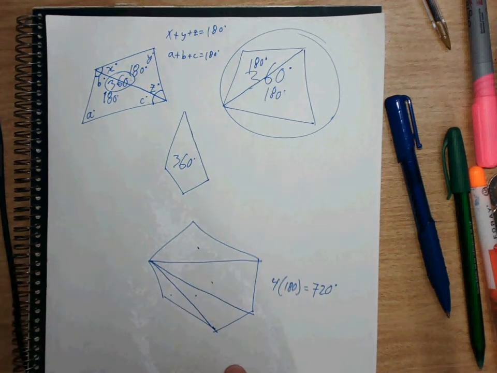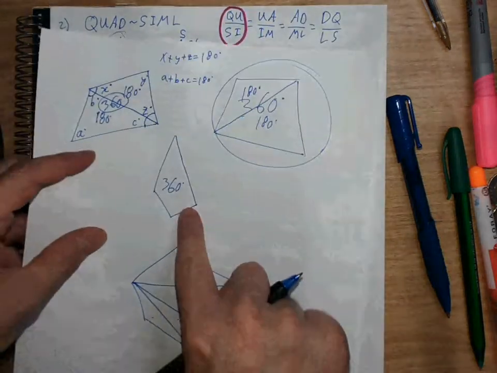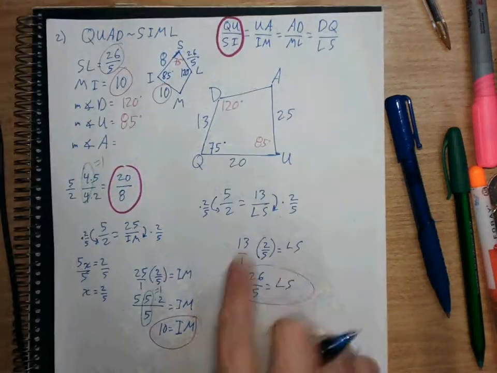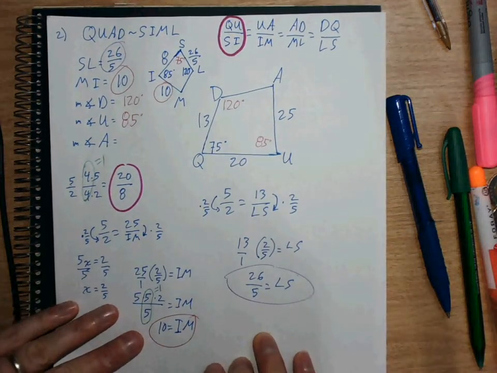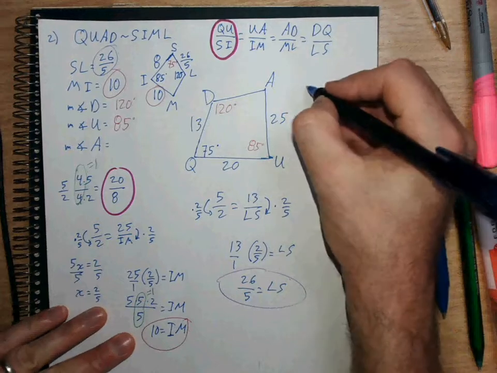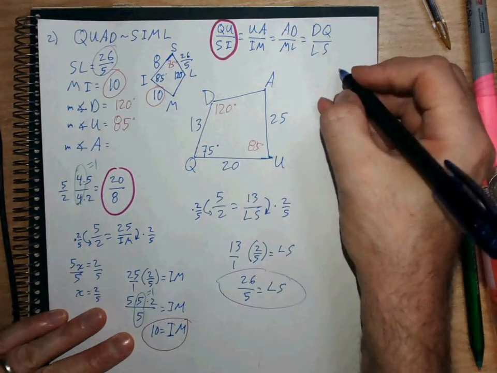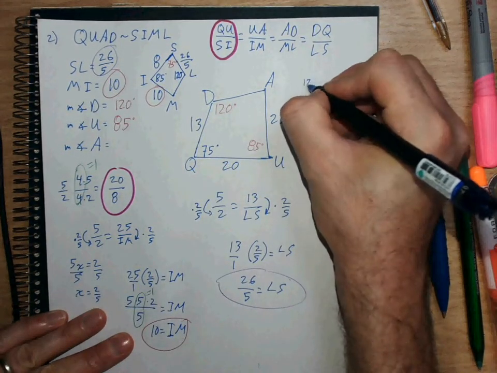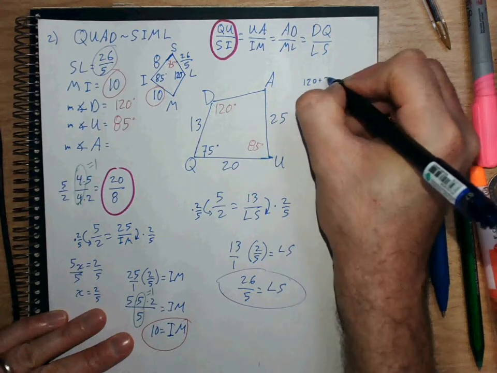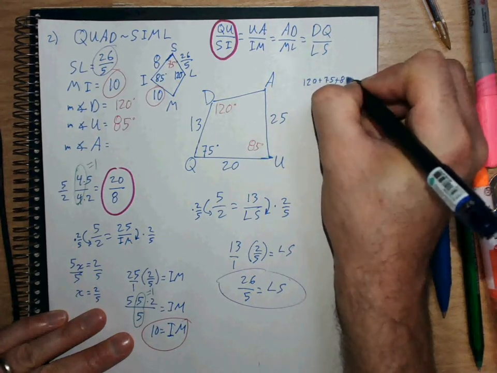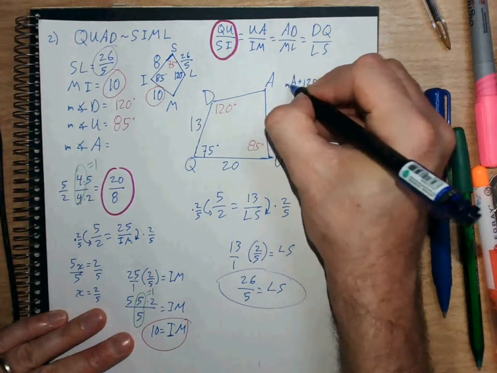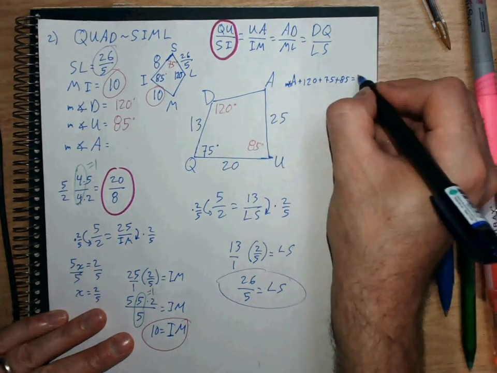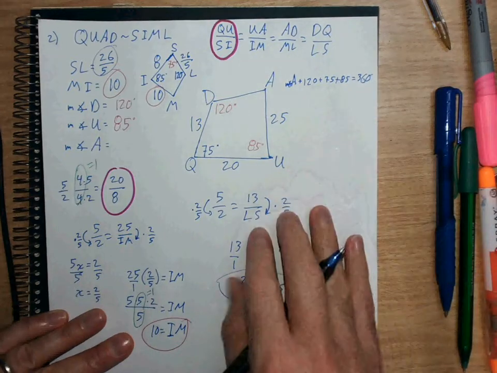So we're going to go back to this. We just learned that all quadrilaterals add up to 360 degrees, and I have 3 of these angles, but I want the 4th one, angle A. So I have these 3. I got 120 degrees plus 75 degrees plus 85 degrees. I'm going to put here plus A. Measurement of angle A equals 360 degrees.